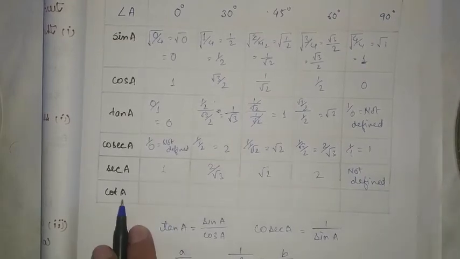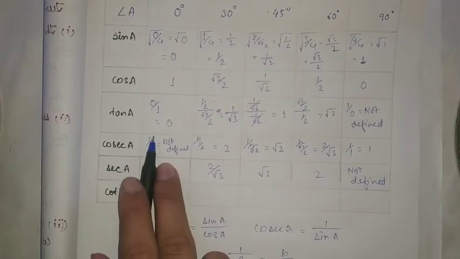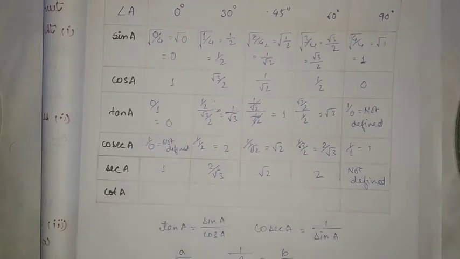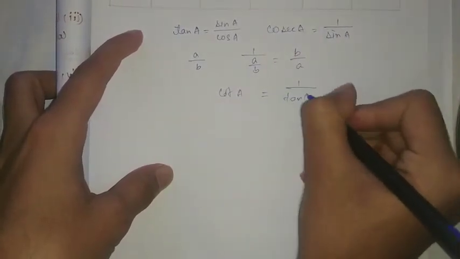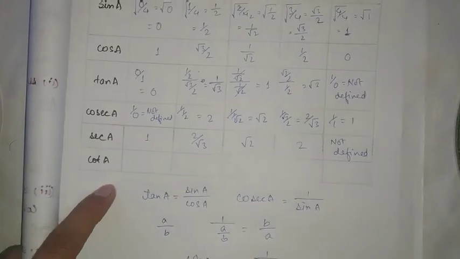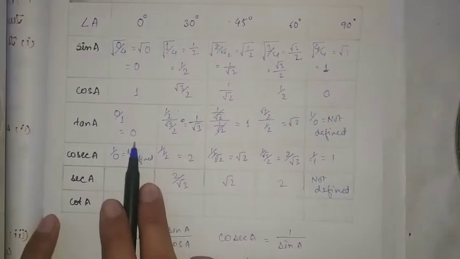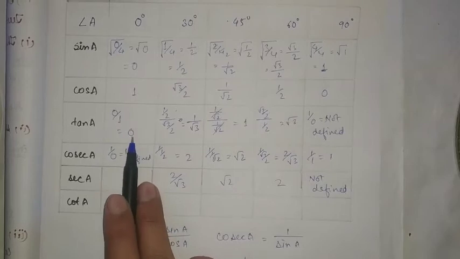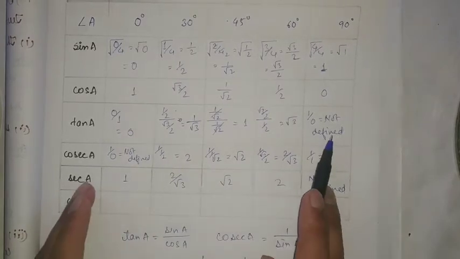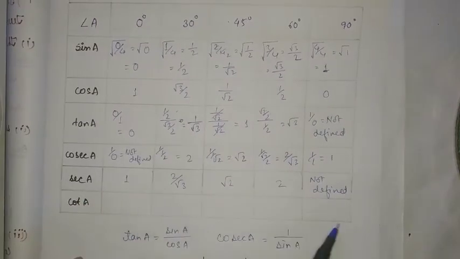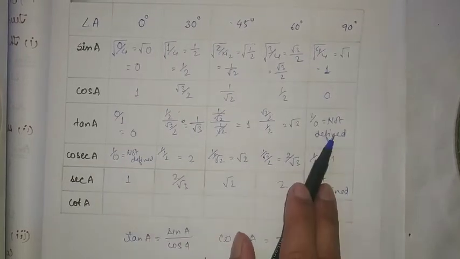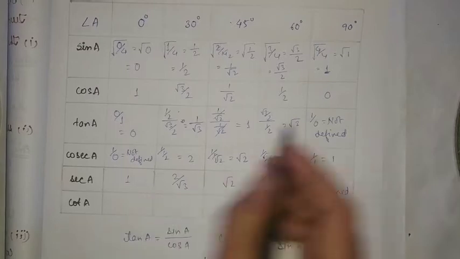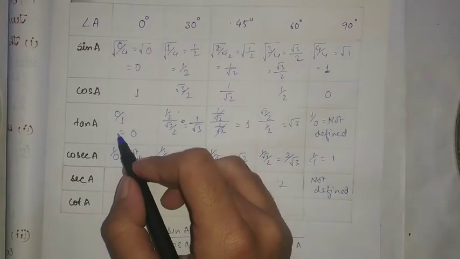And then cot of A. Cot of A is nothing but the inverse of tan of A. You all know cot of A is equal to the reciprocal of tan of A. So either we can take the reciprocal of these values, or we can simply reverse it. Then we can get the value of cot of A. Like the values of tan A are 0, 1 by root 3, 1, root 3, and not defined. So the values of cot of A become not defined, root 3, 1, 1 by root 3, and 0.